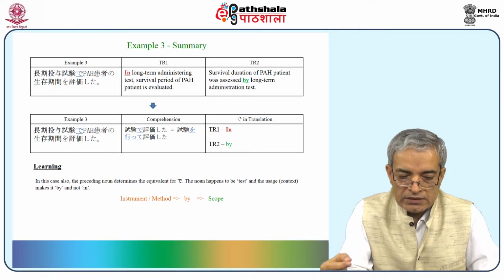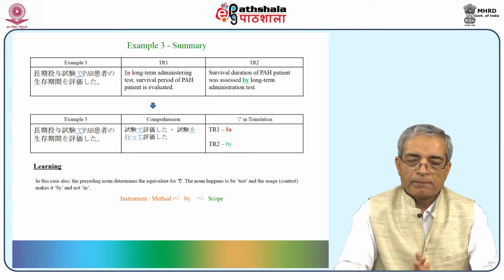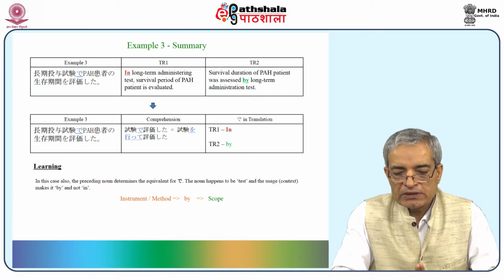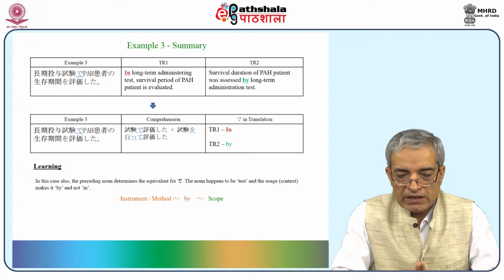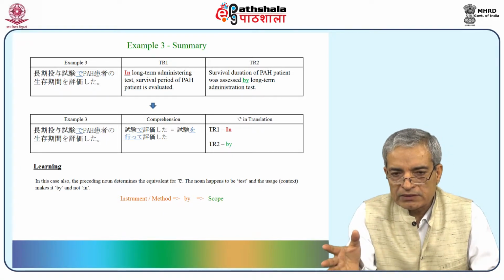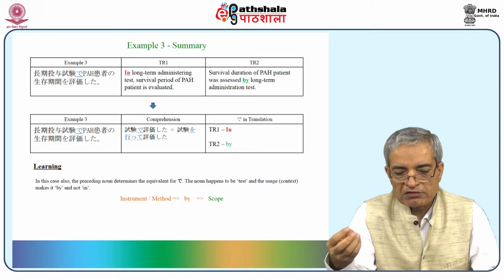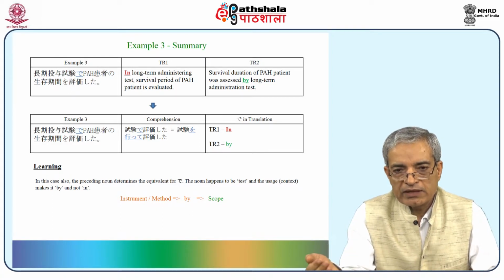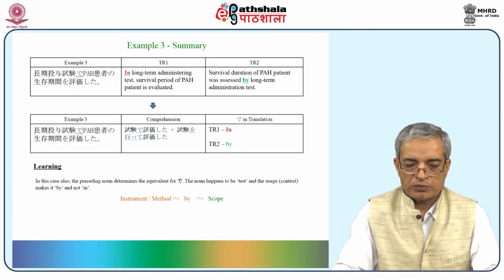The learning here is again in this case, the preceding noun determines the equivalent for "de", and the noun happens to be "test", and the context makes it "by" and not "in". Once again, it's an instrument or method, and where the translation or the equivalence is "by", again it is trying to limit the scope to that particular method or to that particular instrument.